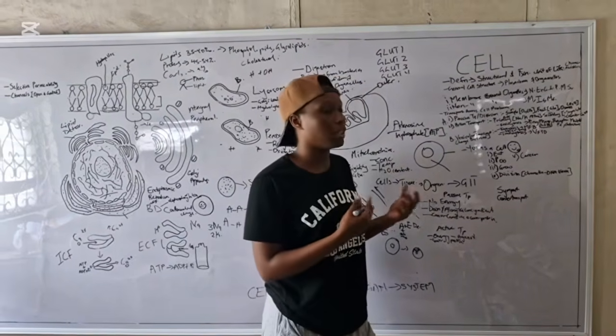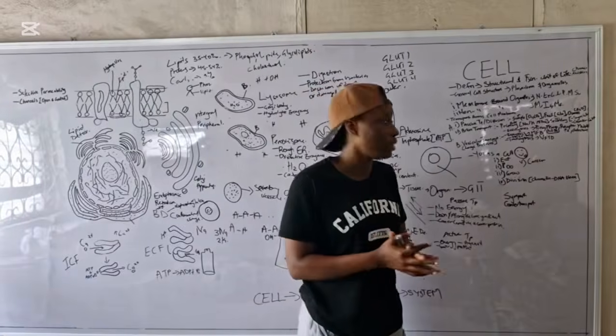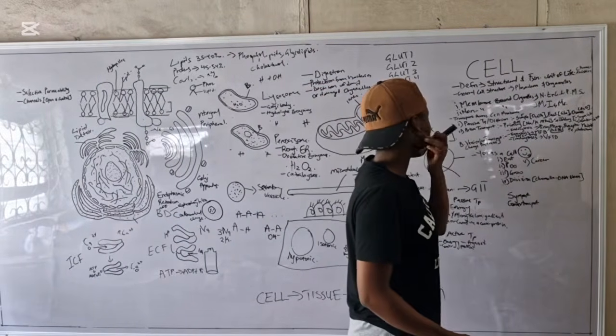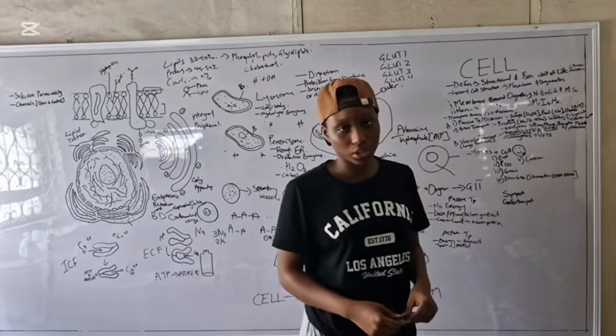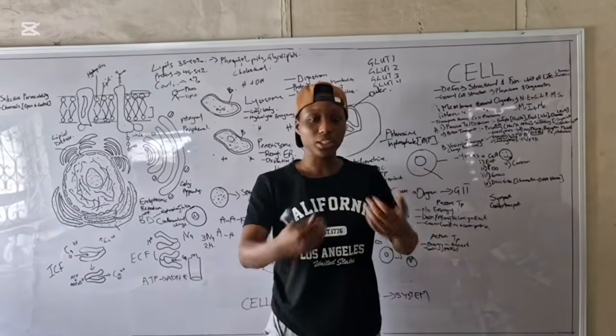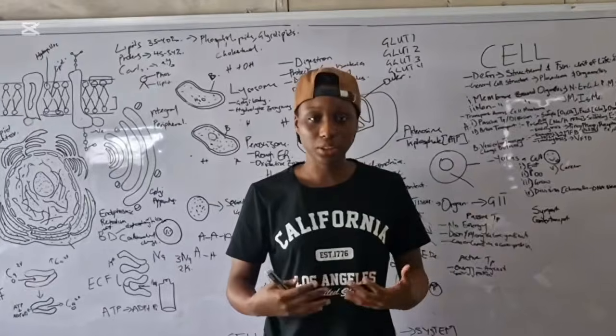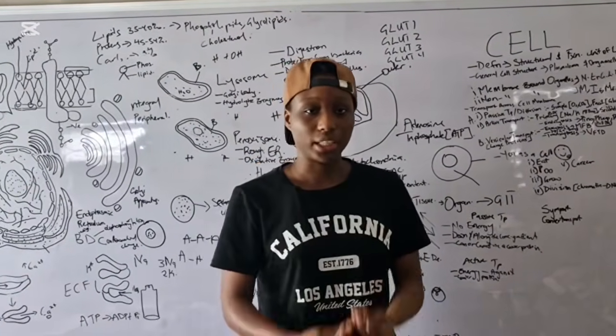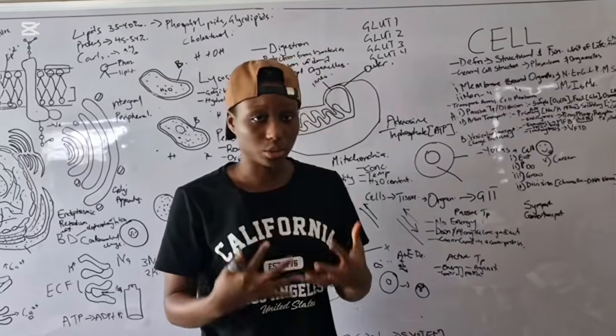But since these proteins are large, they cannot pass through. Under vesicular transport, the first type of transport we have is endocytosis. Endocytosis is going in. The mechanism is infolding. So whatever is going in, like ingestion, that's endocytosis.